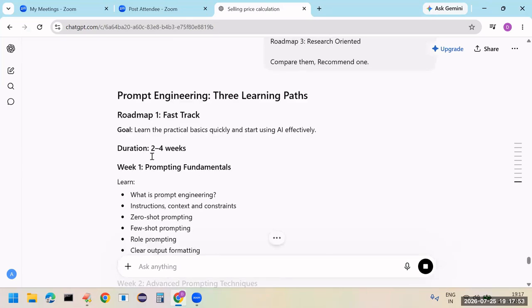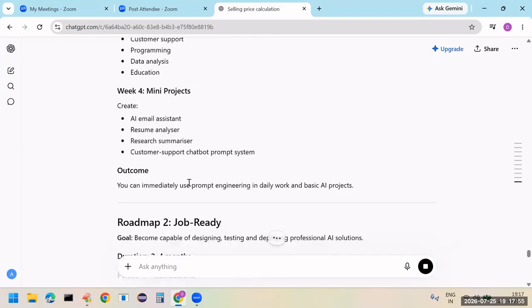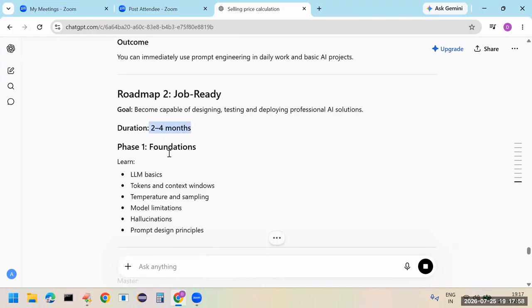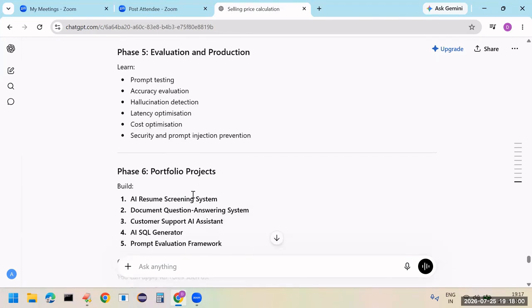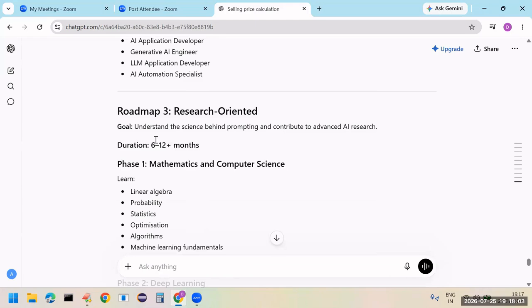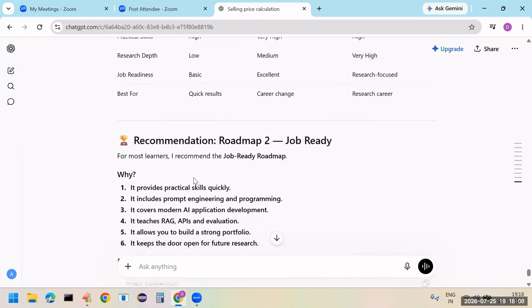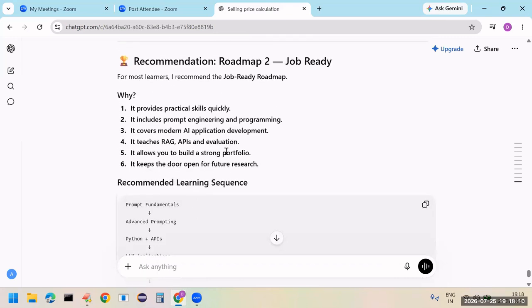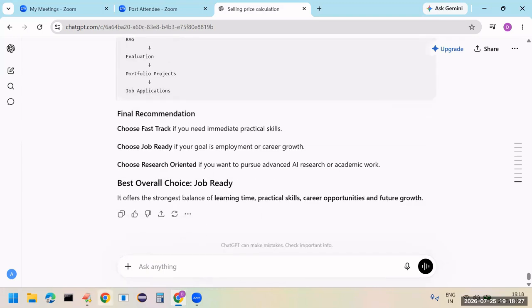Prompt engineering: fast track, duration, what you are going to learn. Job ready, 1 to 2 months, what you are going to learn. Research oriented, 6 to 12 months, what you are going to learn. Recommended: job ready. For most learners, I recommend job ready. Why? Because it provides practical skills quickly. It includes prompt engineering and programming. It covers modern AI application development. It teaches RAG, API, evaluation like that. Clear, friends?